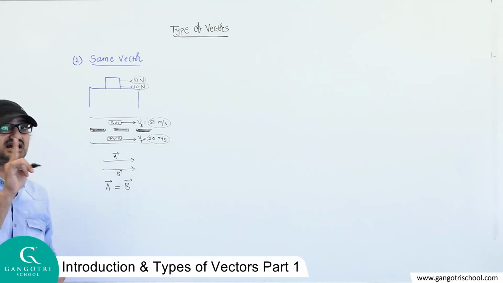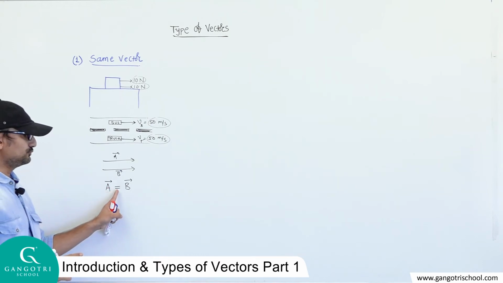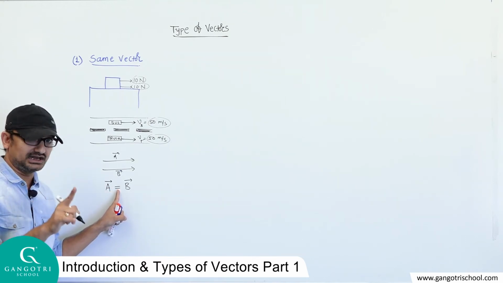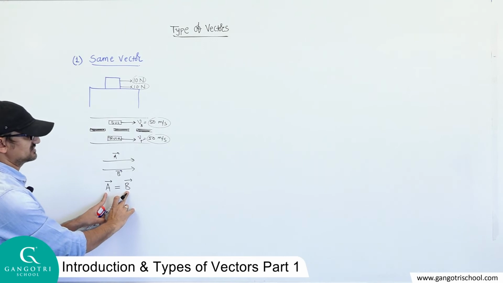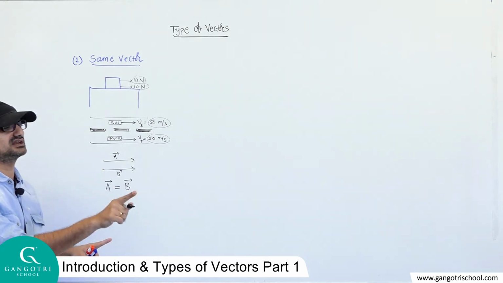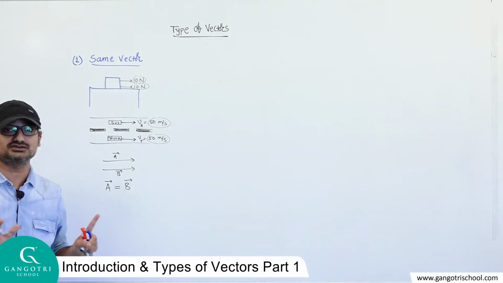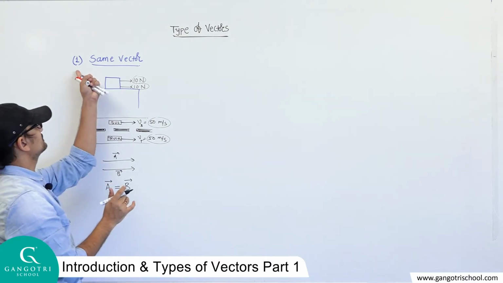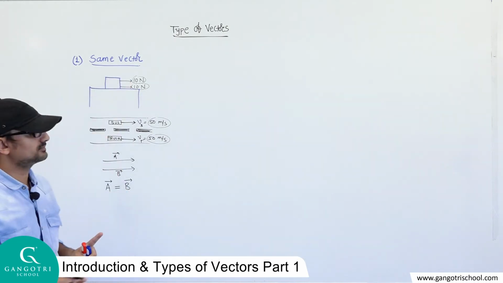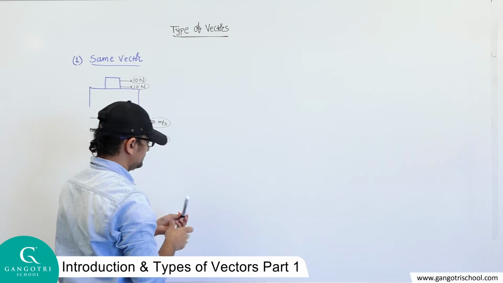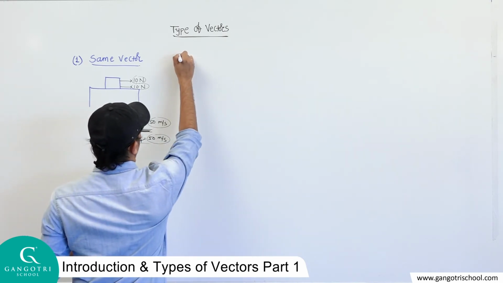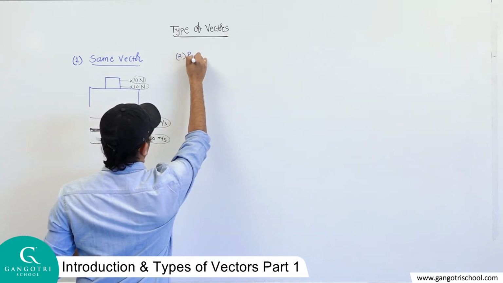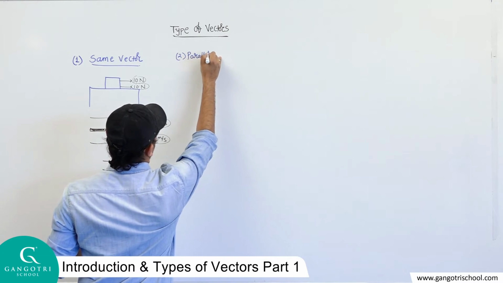Remember, in this entire chapter you can put an equal sign only if two vectors are the same in direction as well as the same in magnitude, otherwise not. So this is type number 1, same vector. Second, type number 2, parallel vectors.